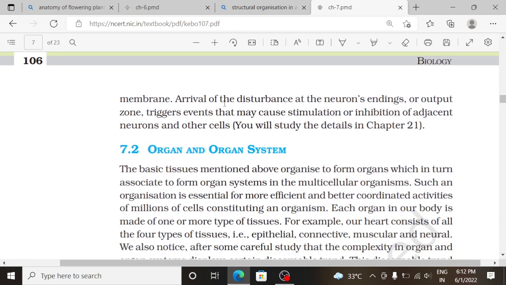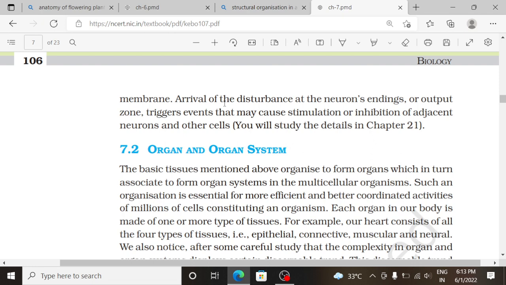Arrival of the disturbance at the neurons, I'll repeat it again, sorry. Actually, I am having a sore throat, so I am not able to speak. But then also I'll try my best to record this video.